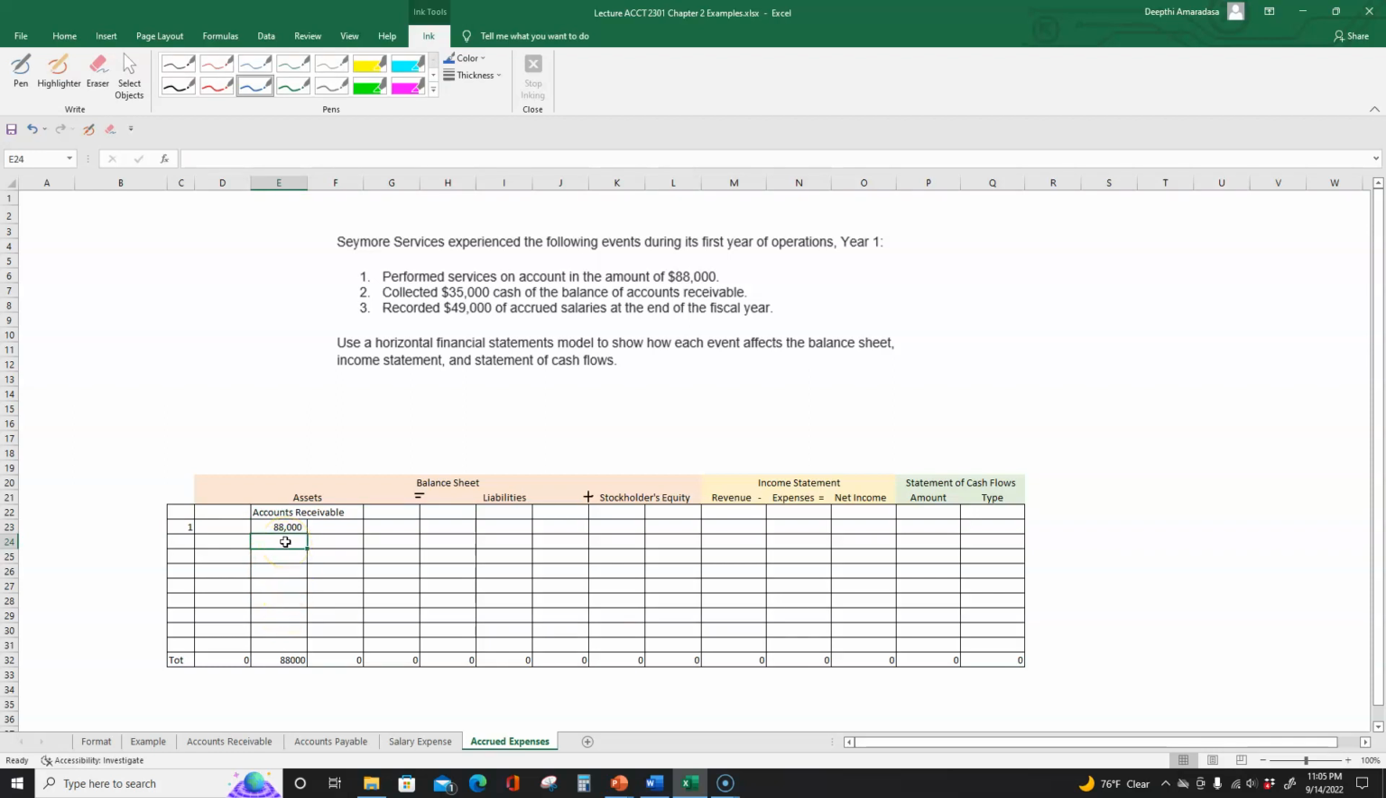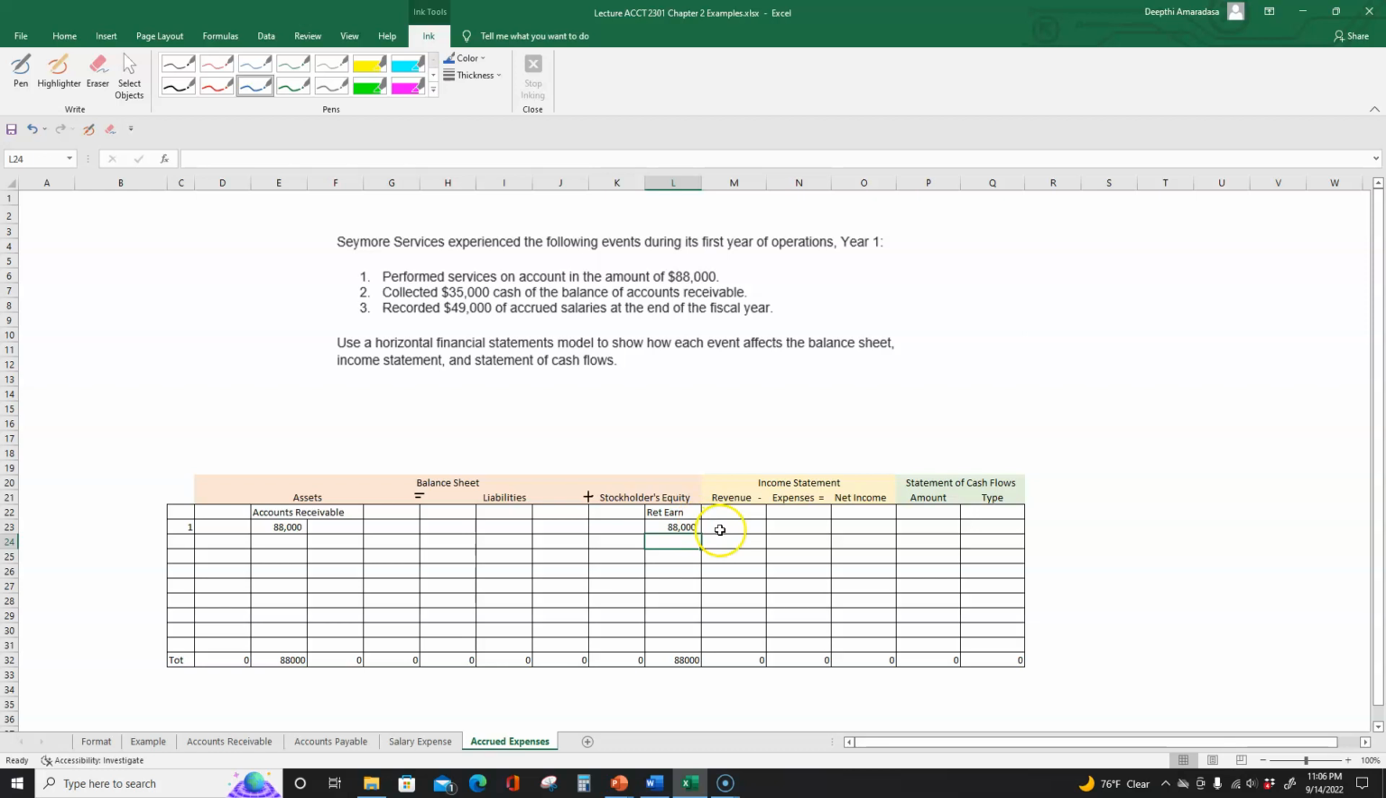Now, what else happened in the balance sheet? We know that we earned revenue, and revenue has the effect of increasing retained earnings. Retained earnings is a stockholders' equity item, so under stockholders' equity, I'm going to abbreviate here and say retained earnings. And our retained earnings is increased by revenue, so I'm going to put that as a positive $88,000. That took care of your balance sheet.